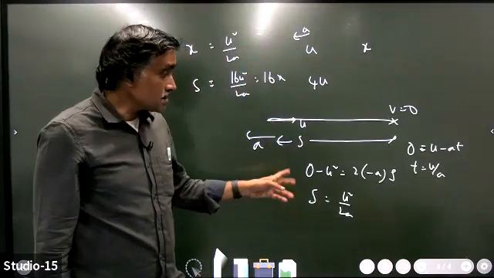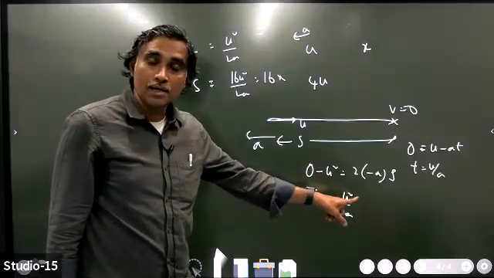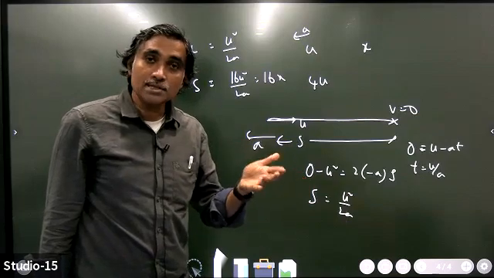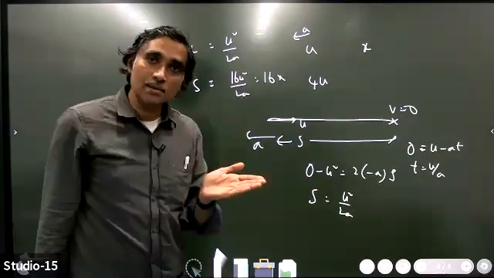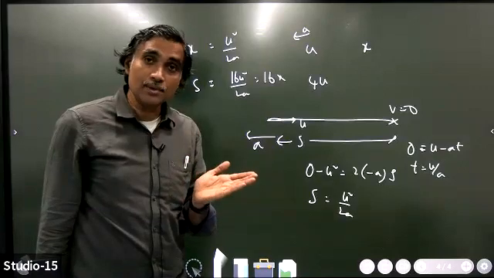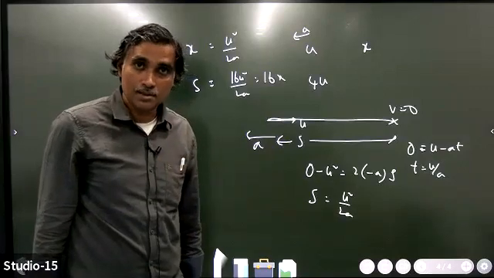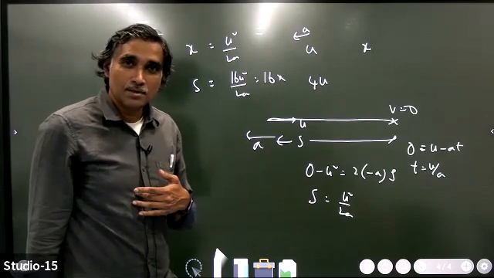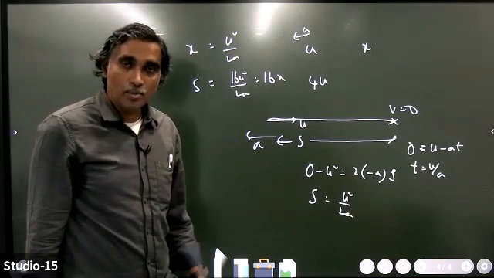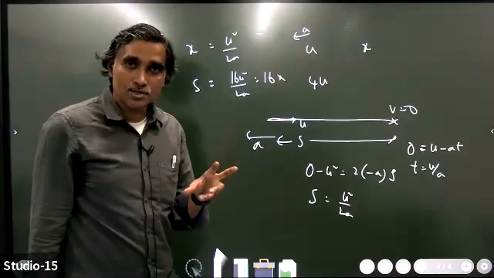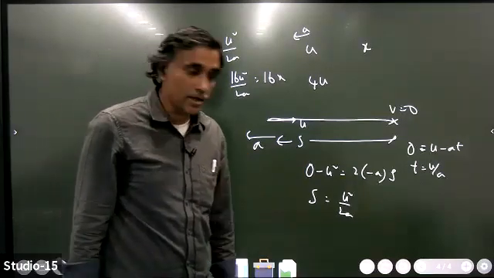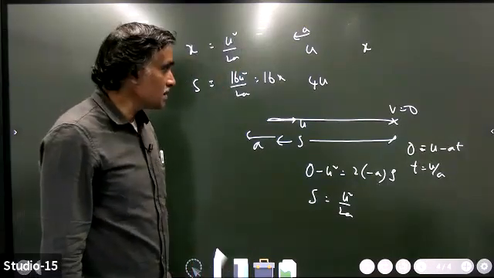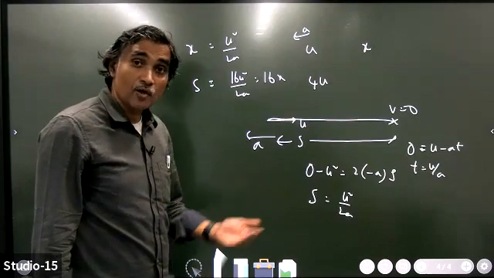Now stopping distance is directly proportional to U square. So if velocity becomes double, say 2u, then stopping distance becomes 4 times. If velocity becomes 4 times, stopping distance becomes 16 times, 4 square. If velocity is tripled, stopping distance becomes 9 times. Stopping distance changes by the square of the change in velocity. If velocity becomes 1/3, stopping distance becomes 1/9, like that.